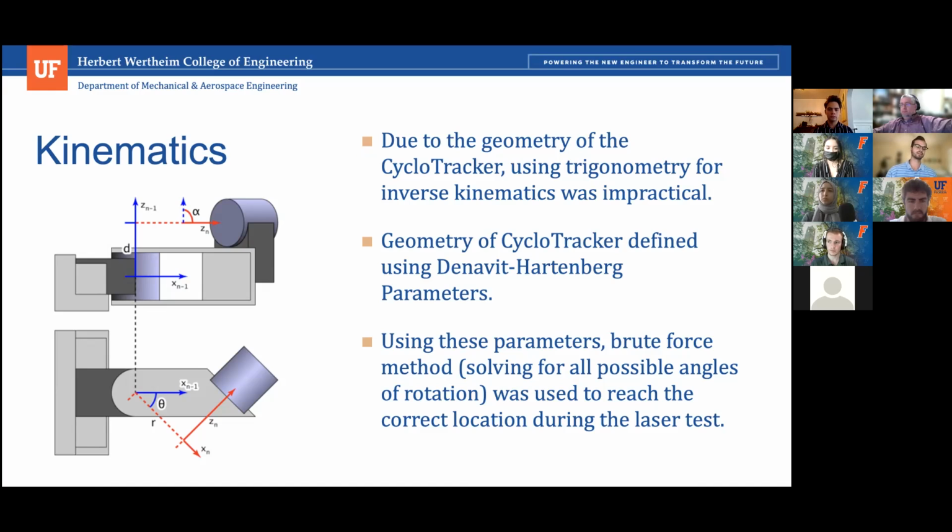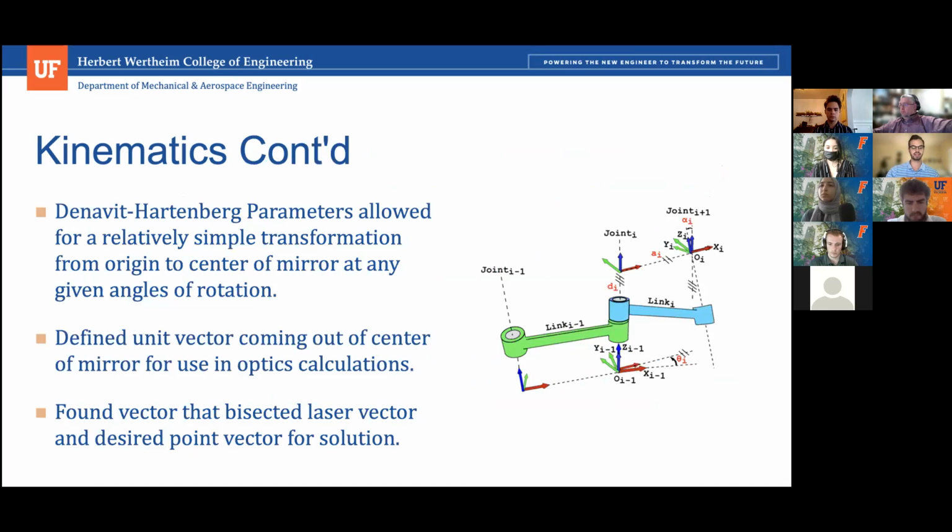So using this forward kinematics method, we were able to basically use brute force to solve for all possible angles of rotation and reach the correct location during the laser targeting test. So I'll dive more into the kinematics here. Essentially, these DH parameters allowed us to go from the origin to the center of the mirror.